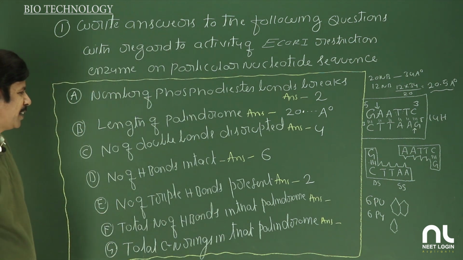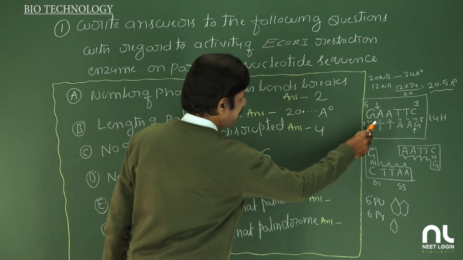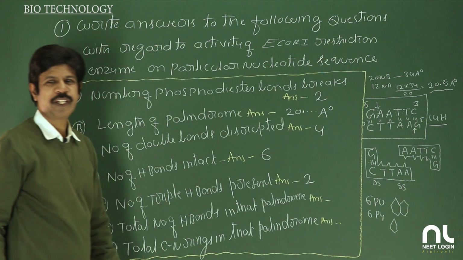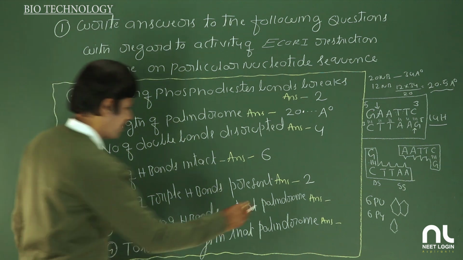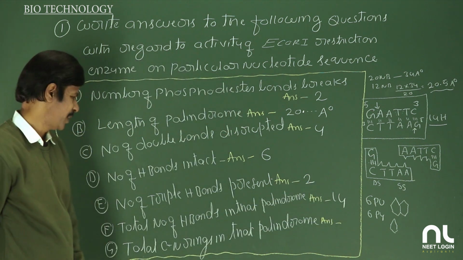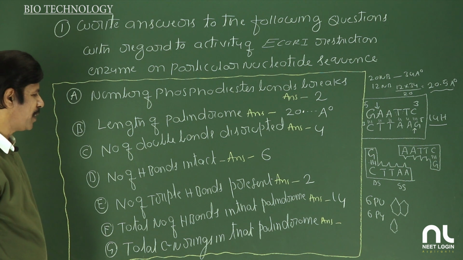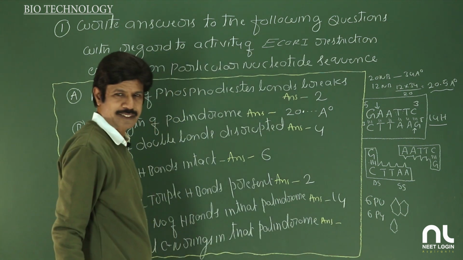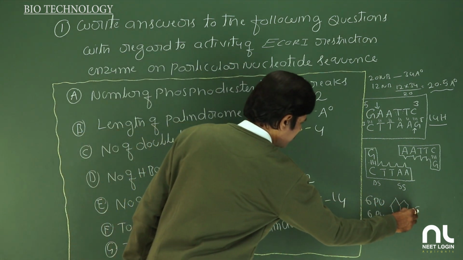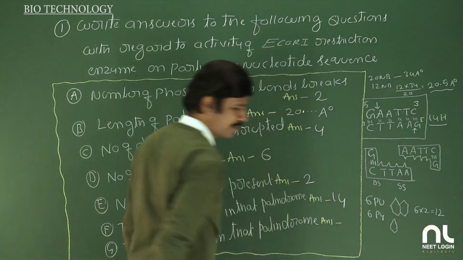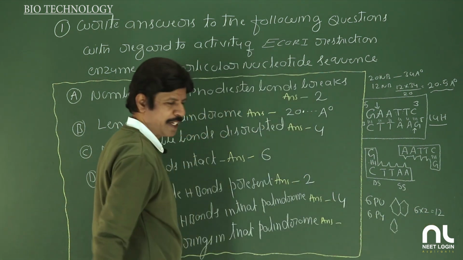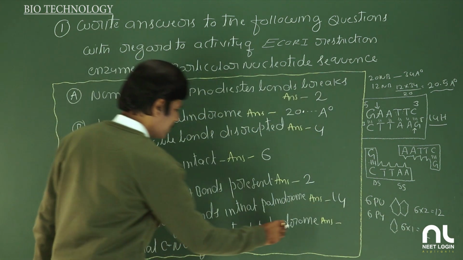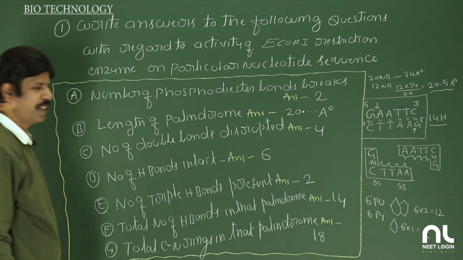Total number of hydrogen bonds in that palindrome: 3 plus 2 plus 2 plus 2 plus 2 plus 3, it is 14 hydrogen bonds in that palindrome. Total number of carbon nitrogen rings in that palindrome: the purines are 6, pyrimidines are 6. Purines have 2 carbon nitrogen rings, 6 into 2 is 12. Pyrimidines have 1 carbon nitrogen ring, 6 into 1 is 6. It is 18 carbon nitrogen rings.